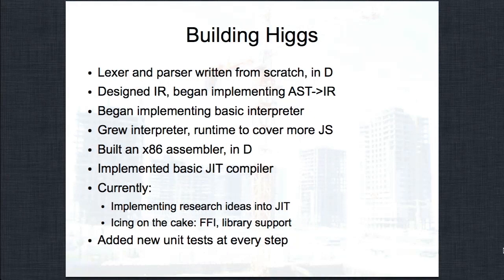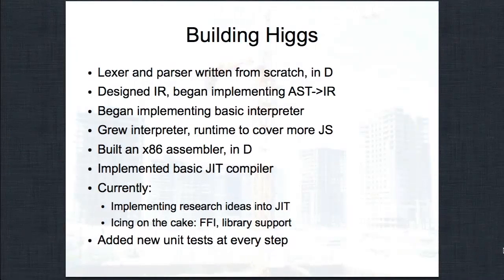I built Higgs in a succession of steps. So I started by building the lexer and the parser from scratch in D. I then started designing the intermediate representation and implementing the conversion of the AST into my intermediate representation. After that, I started to implement a very simple basic interpreter with integer arithmetic and function calls. And then I iteratively grew the interpreter and the runtime to cover increasingly more of JavaScript in succession.